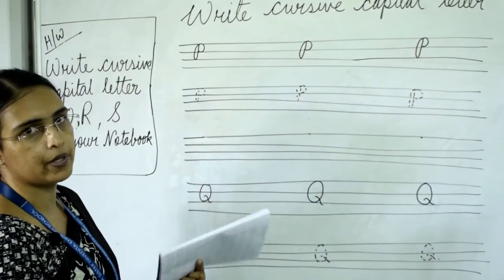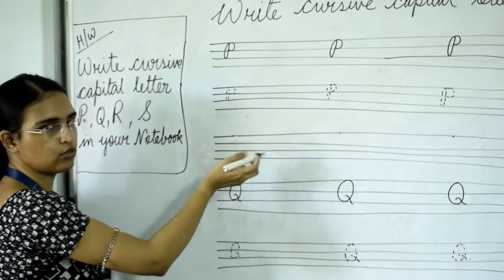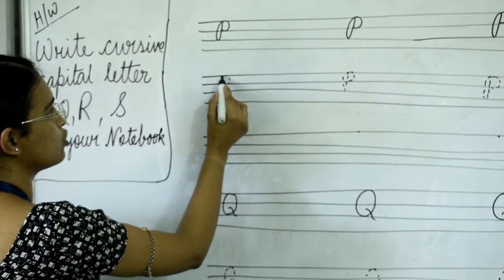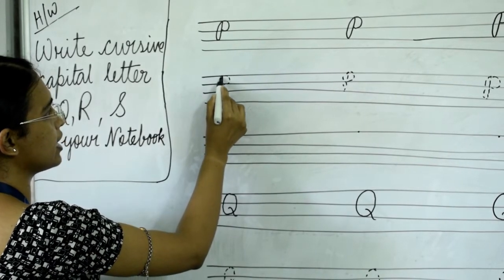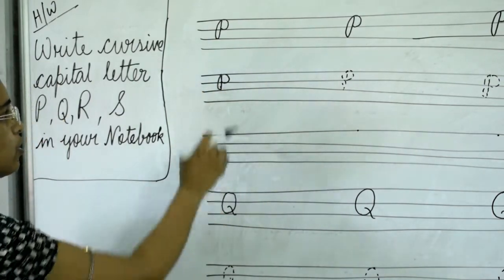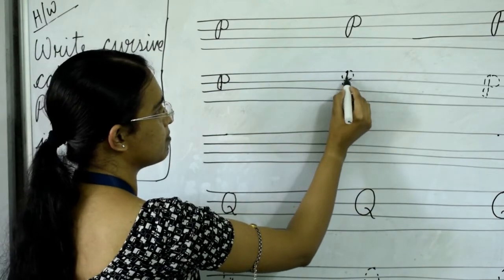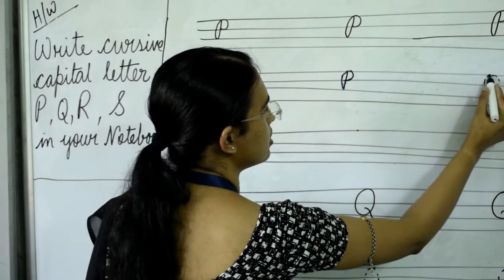Now in your copy you have to write, first you have to trace this P, then you have to write it by yourself. So for tracing P you have to start from here. Draw a straight line, then a curved line like this, then make a half circle. Okay, so this is cursive capital letter P, like this.